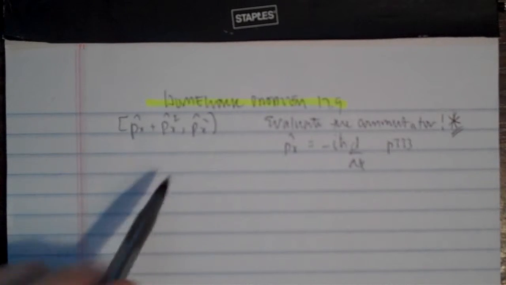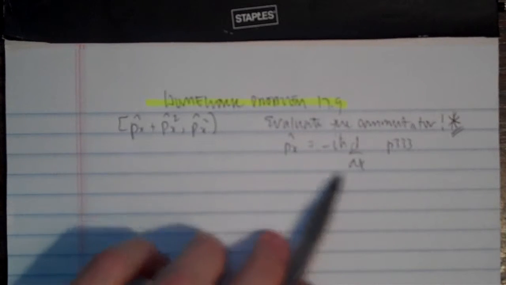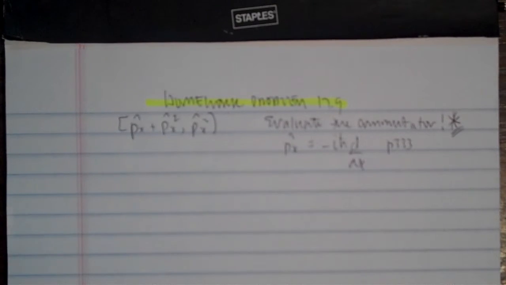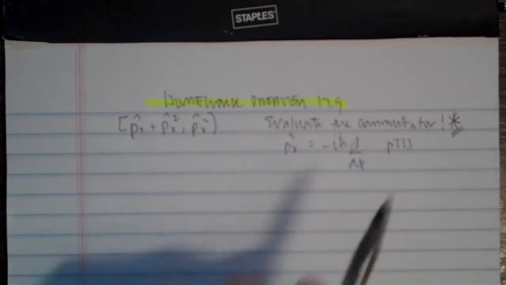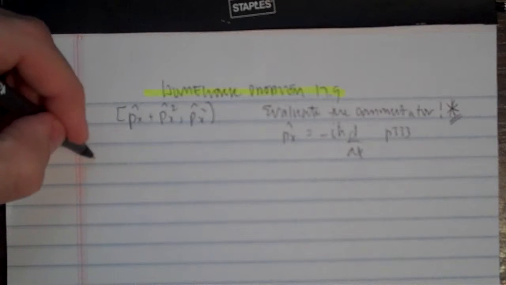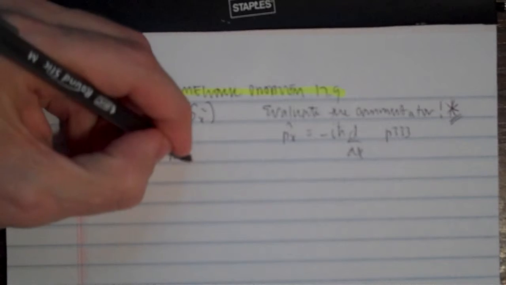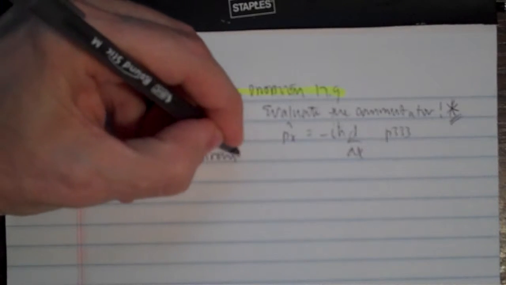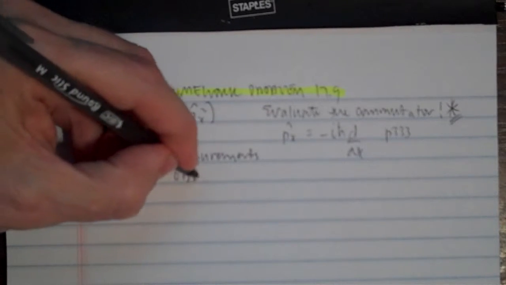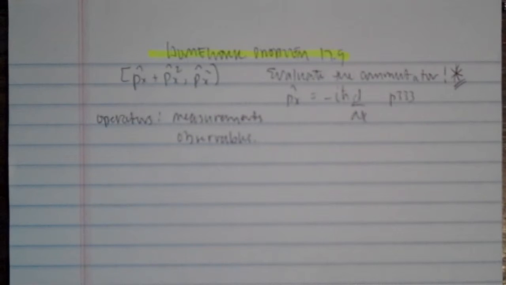Okay. So in order to do the problem, you need to know what this operator Px is. It's the momentum operator, and of course it's defined as that right there. It's on page 333. Please go look at that page and remind yourself what operators look like and how those operators are mapped over to what? Measurements or observables. Okay? Please review these words. They're all words that could get jumbled up in your head if you're not careful.